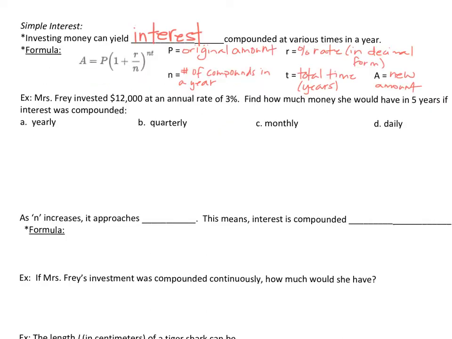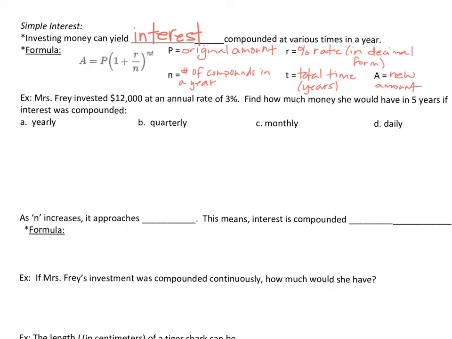One way to utilize exponential functions is determining interest on an investment. This usually is intriguing to students as you want to start saving money for things in the future. Investing money can yield your interest compounded at various times in a year. The formula you use is A equals P times 1 plus R over N to the NT power. It's a pretty aggressive formula.